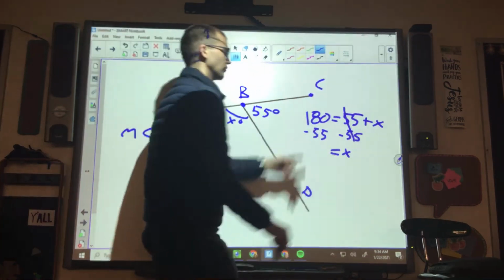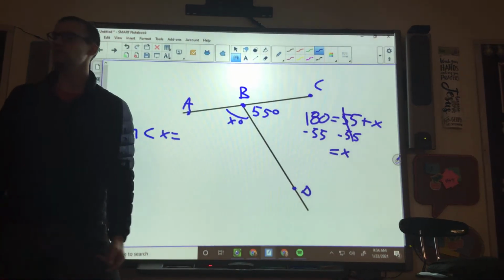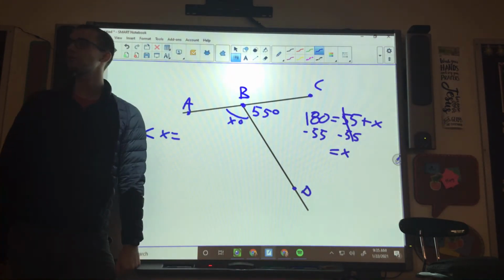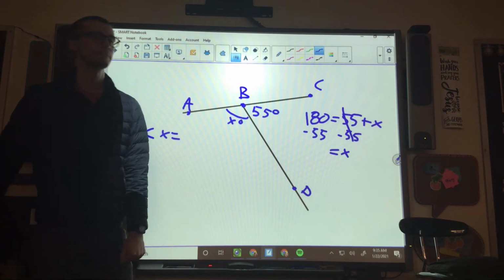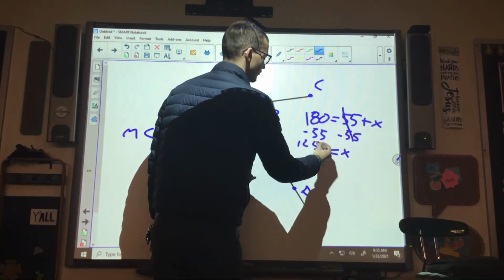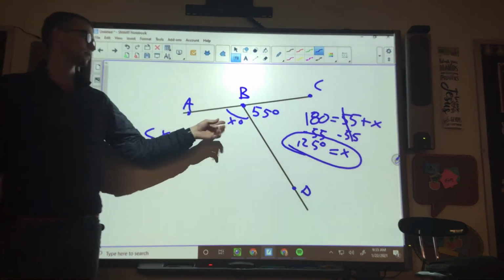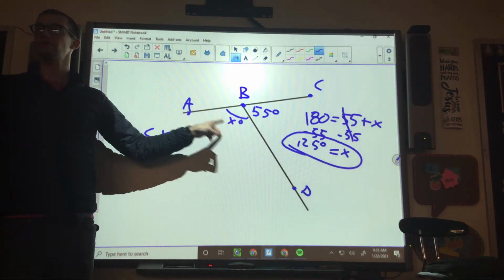Now we have x equals, what's 180 minus 55? 180 minus 55 is 125. Yeah, 125, and specifically it is 125 degrees. If this degree sign is already here, you could technically say just 125.